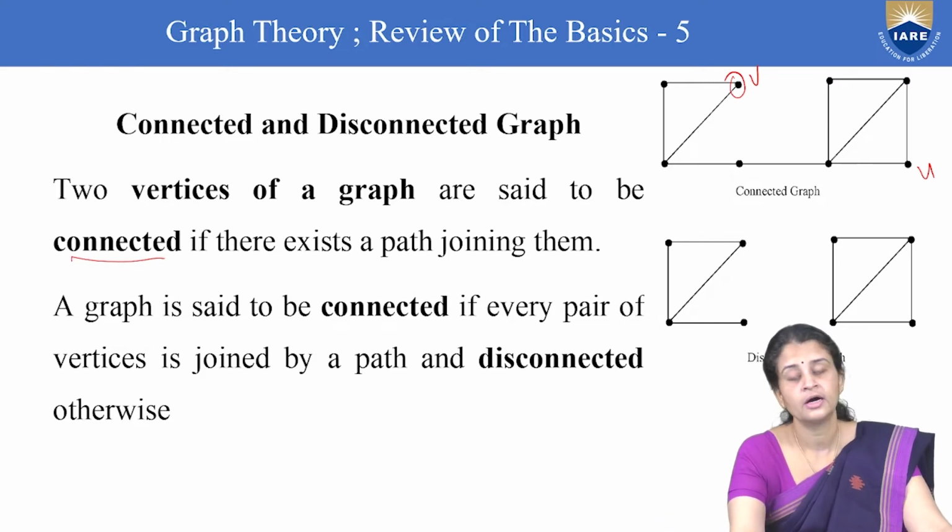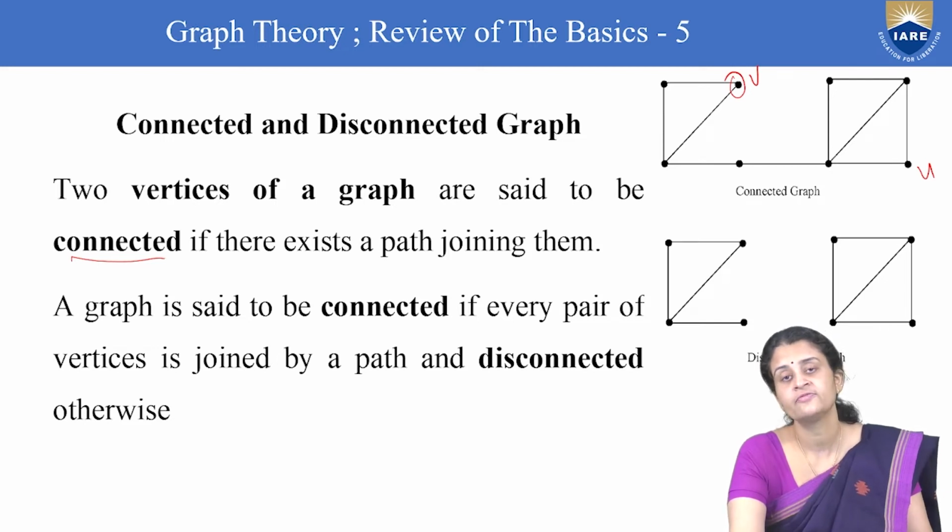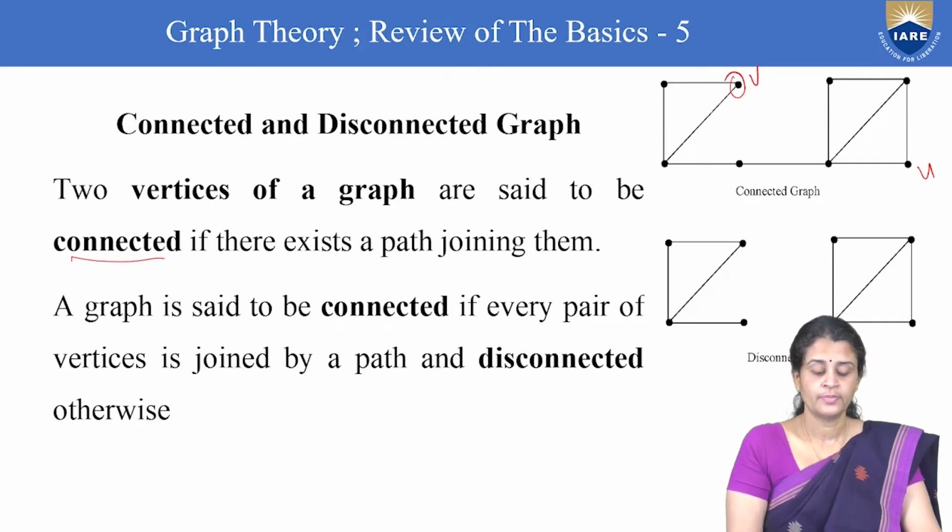Otherwise, the graph is said to be disconnected. If we can find a path between any two distinct vertices, we can say that the vertices are connected. And if every vertex of a graph is connected to the others, then we say that the graph is connected. Else we say that the graph is disconnected.